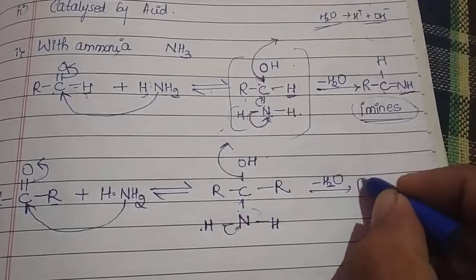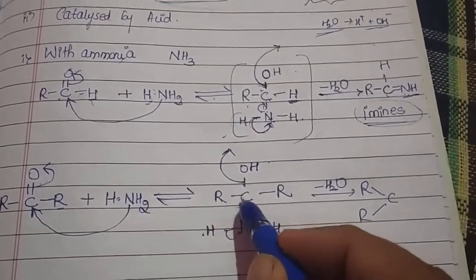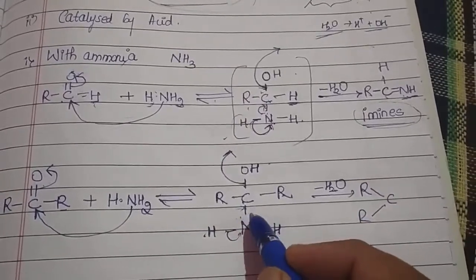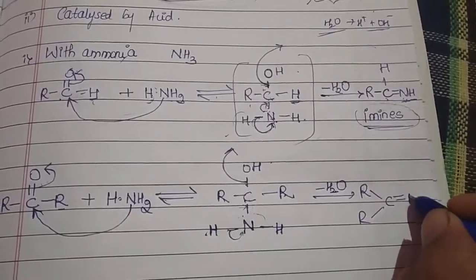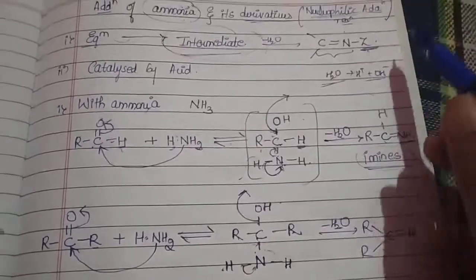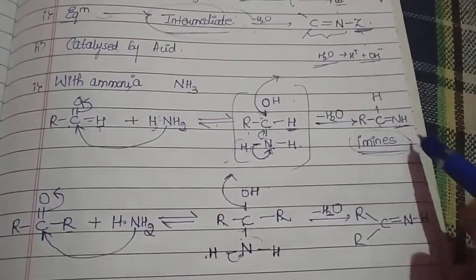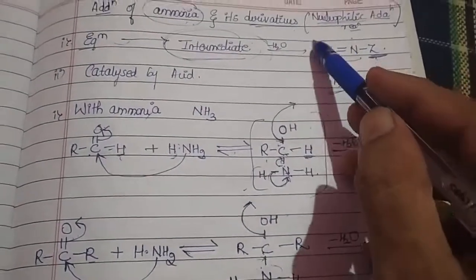The final product, how I am getting it: R, C, R. So I have written this part, R, C, R. So double bond is there, double bond N and H. Able to see? So in both the cases, when you're treating with ammonia, Z is your H. Z over here is H. You have not written these two parts.